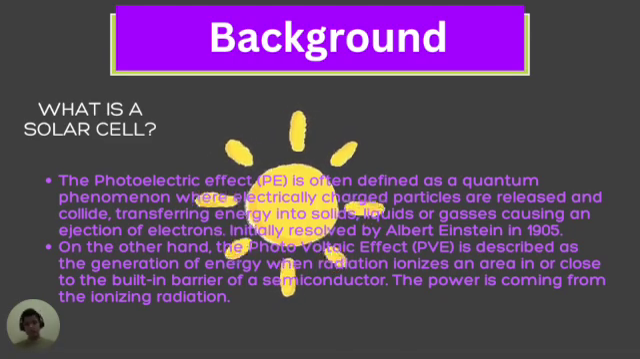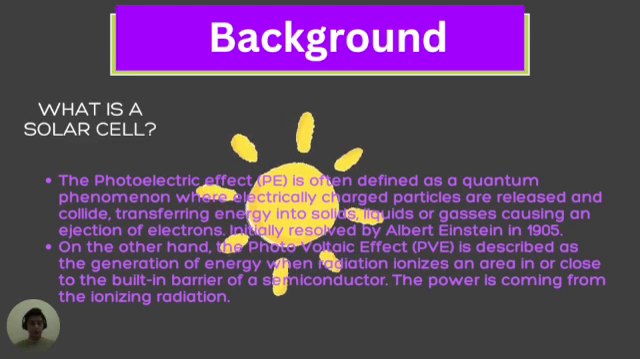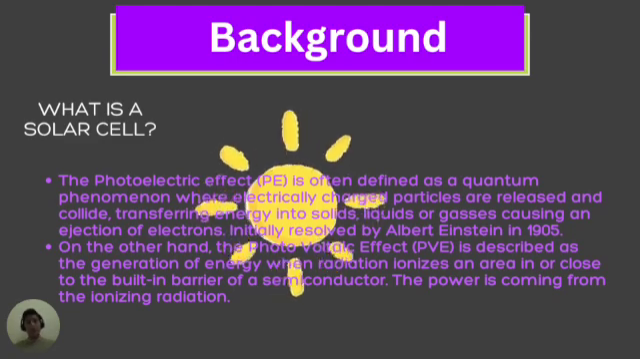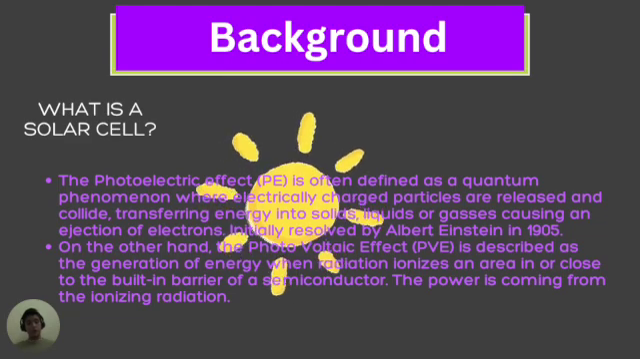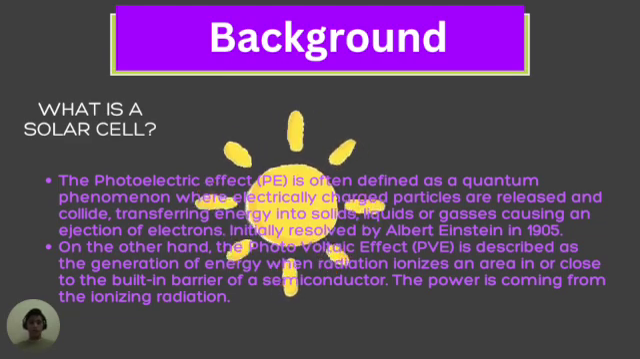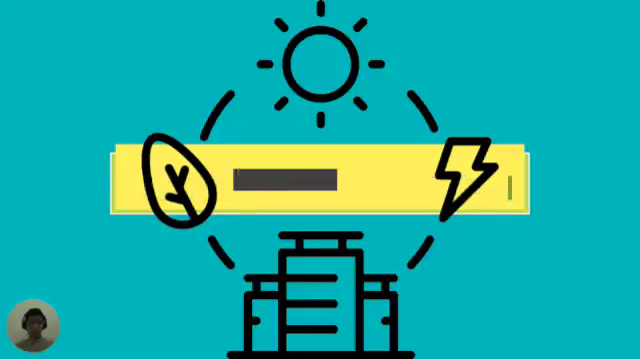Now you may ask, what is a solar cell? A solar cell is an electronic device that converts energy of light directly into electricity, usable through quantum phenomenons.